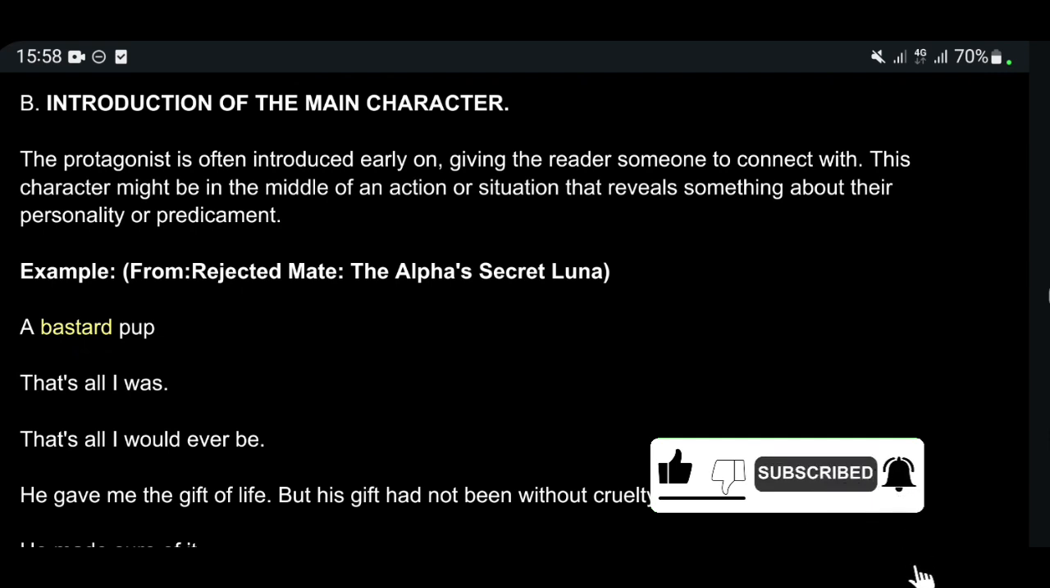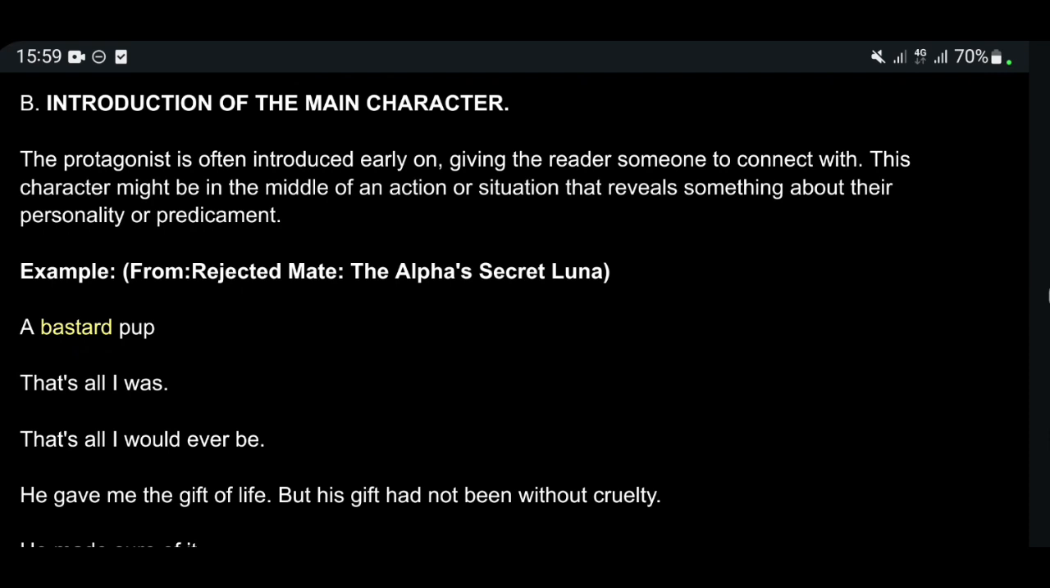Almost all the first chapters introduce the main character. The way you present it helps your reader predict their personality or their predicament. So starting off with a good introduction of the main character, using their situation or personality, is a very good beginning.